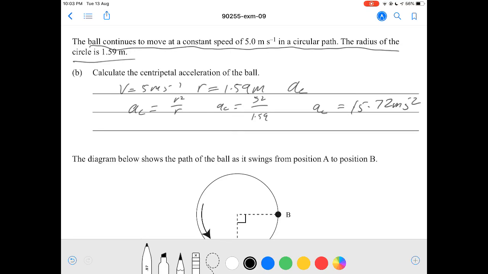Alright, for the next clip, I'm going to be showing you how to calculate the centripetal force on the ball, which is a bit trickier, but it's manageable.